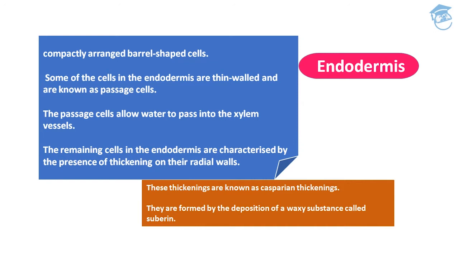Facet cells allow water to pass into the xylem vessels, and the remaining cells in the endodermis are characterized by the presence of thickening on their radial wall. These thickenings are known as Casparian thickenings, and they are formed by deposition of a waxy substance which we call suberin. I have just shown you in the diagram.